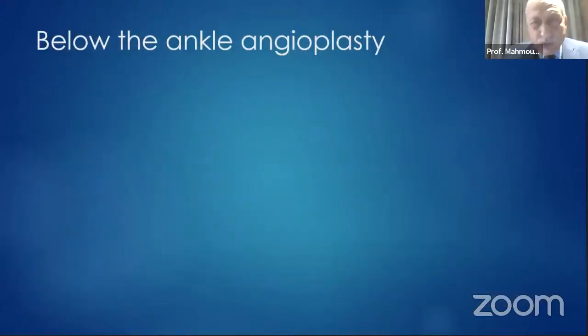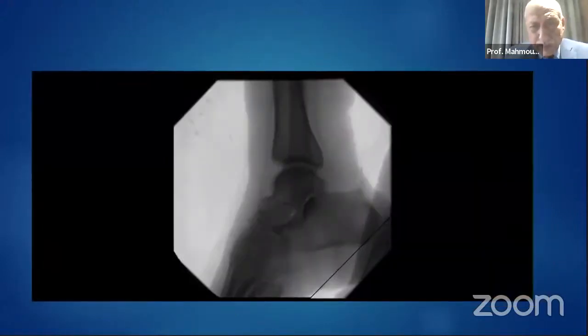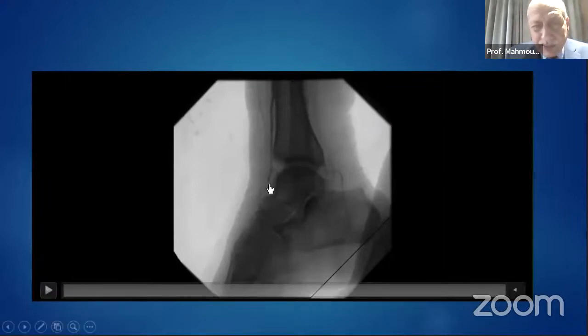Below the ankle, angioplasty. This is something that we all face, and sometimes very difficult. This is complete cut off of the anterior tibial artery. There is no dorsalis pedis, and there is no arch.